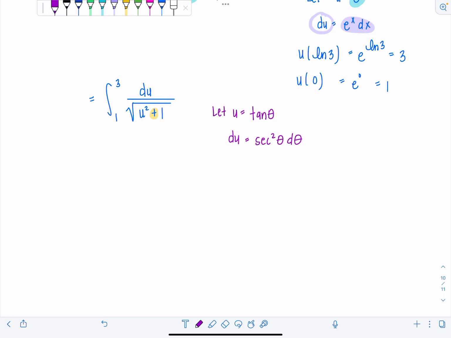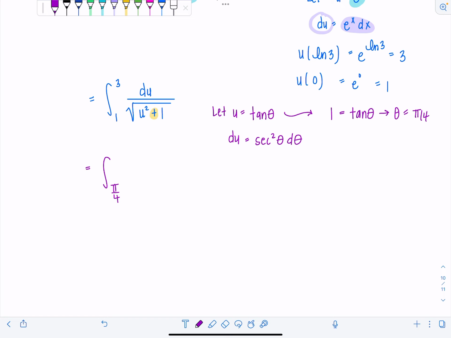These limits of integration right now, they're in terms of u. If I change them to be in terms of theta, the lower limit is 1. So 1 is equal to tan theta. Now let's think, when is tangent of theta equal to 1? At pi over 4. Okay, so the new lower limit in terms of theta would be pi over 4.